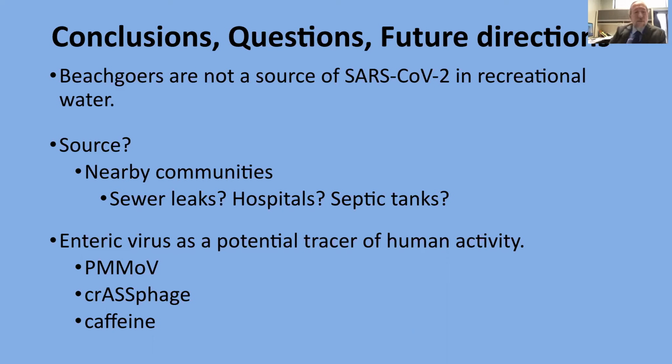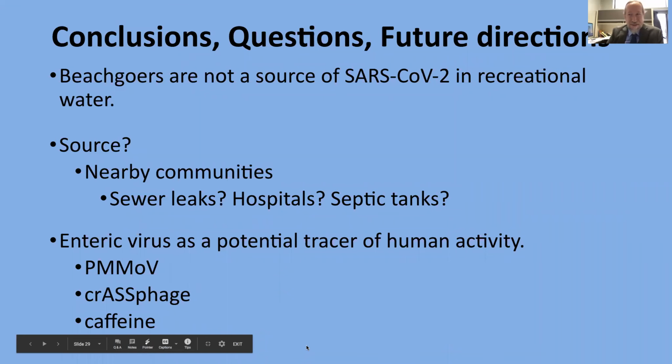And then I think that going forward, because the SARS-CoV-2 pandemic will hopefully be over soon, what we are really interested in doing is exploring use of the enteric virus as more of a tracer of human activity, and seeing how things like sewer leaks or even effluent from the wastewater treatment plants flows and is diluted into Lake Superior. So we're using the pepper virus and then this other human enteric virus, crassphage, and caffeine, which is pretty commonly used. And so that's our results. I guess next slide, Stephanie.